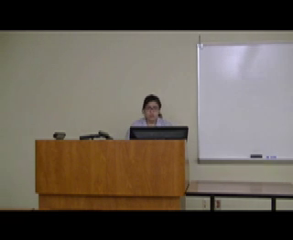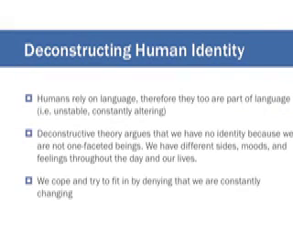Deconstructive theory can be applied to human identity as well. Humans rely on language, therefore they too are part of the language, i.e. unstable and constantly altering. Deconstructive theory argues that we have no identity because we are not one-faceted beings. We have different sides, moods, and feelings throughout the day in our lives. And we try to cope with this by denying that notion.